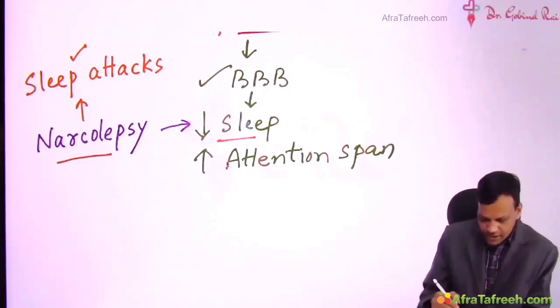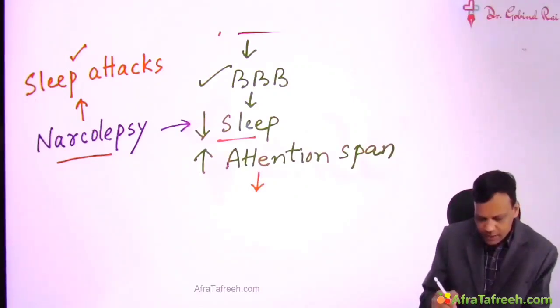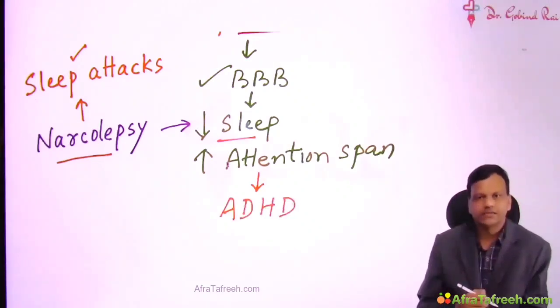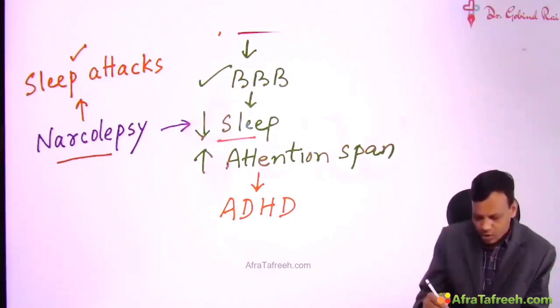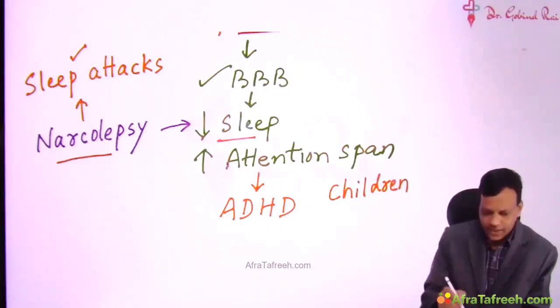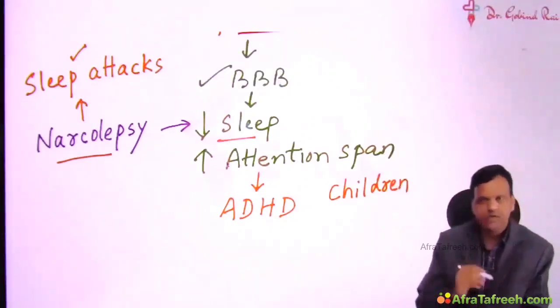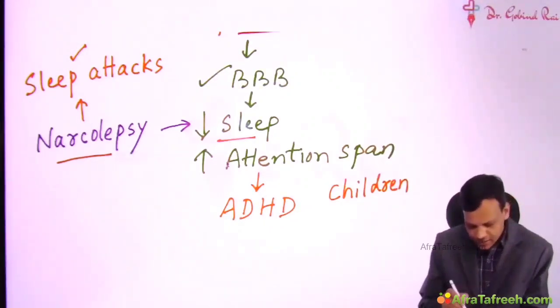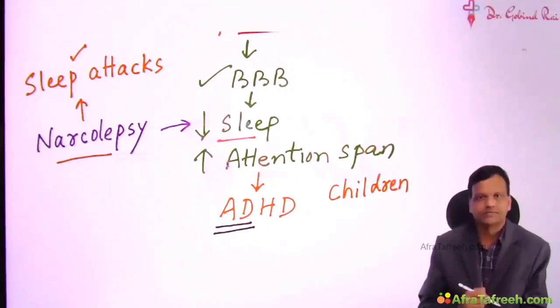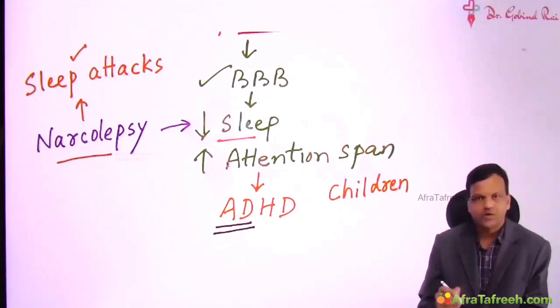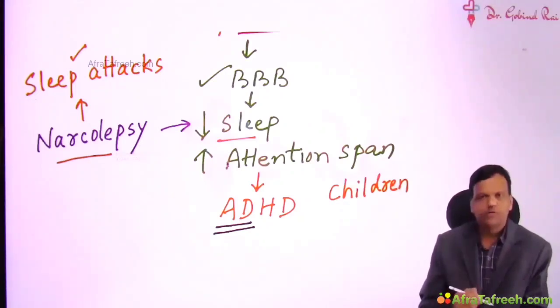Now the second action of increasing the attention span is utilized in a disease called attention deficit hyperkinetic disorder, ADHD. This is a disorder seen commonly in children. Attention deficit does not mean that parents are not giving attention. Attention deficit means the child has less attention span. Less attention span means the child is not able to concentrate on anything. So when the child is not able to concentrate, the child gets bored easily.